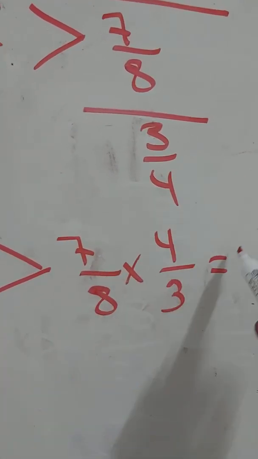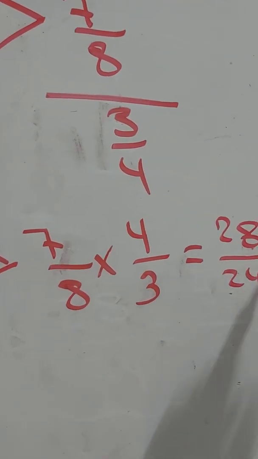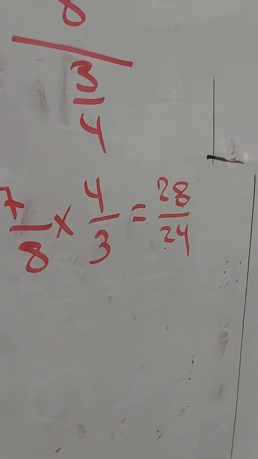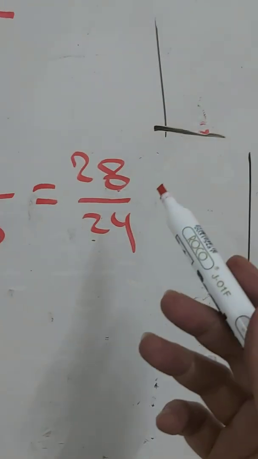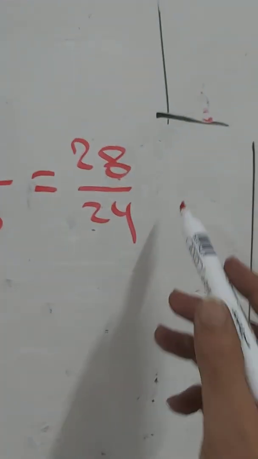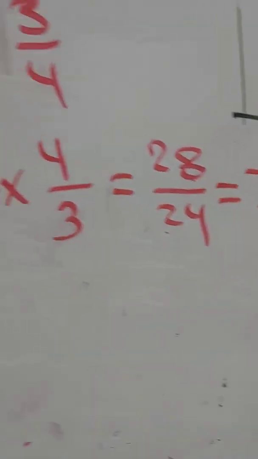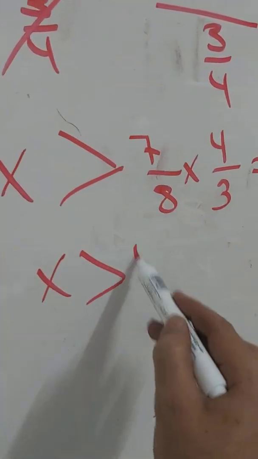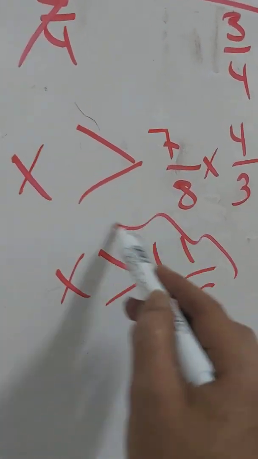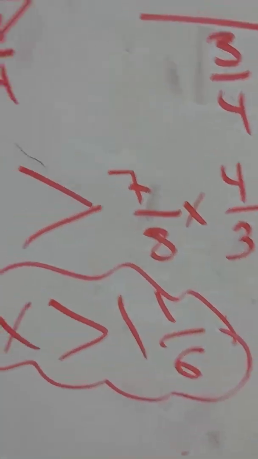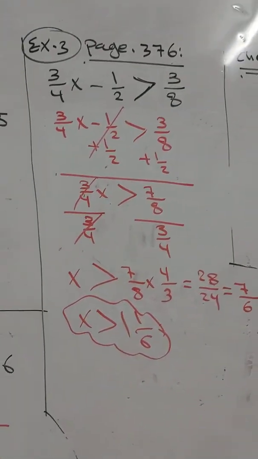And this will be 28 over 24. To make it simplest form, divide both by 4. It will be 7 over 6. Turn it into a mixed number. We know that x will be 1 and 1 over 6. This is the answer of this inequality.